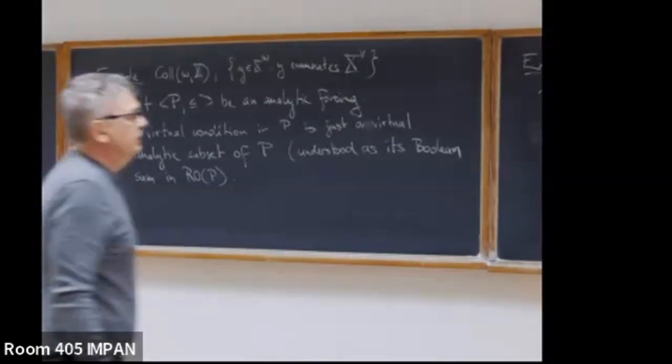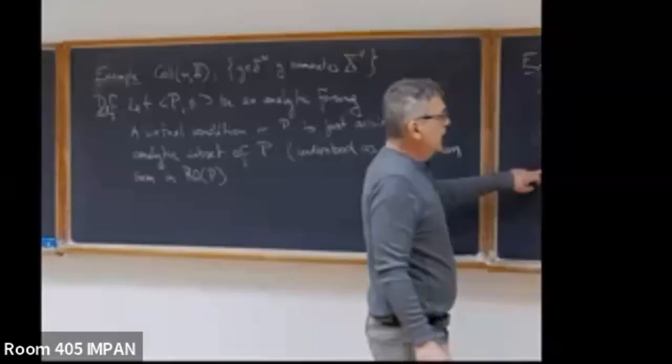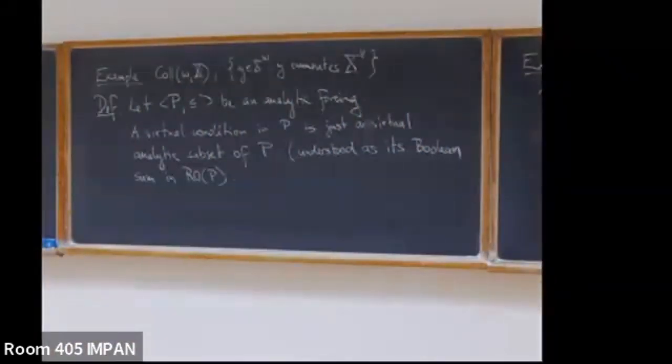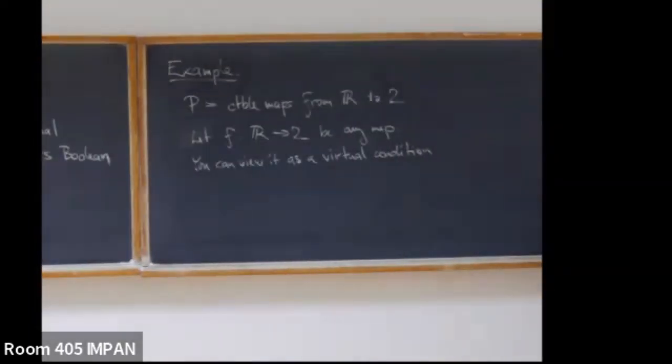So you can view it as a virtual condition, because when you collapse its cardinality to omega, then it becomes a condition. And it doesn't matter which forcing extension you're taking, it's going to be the same condition every time.